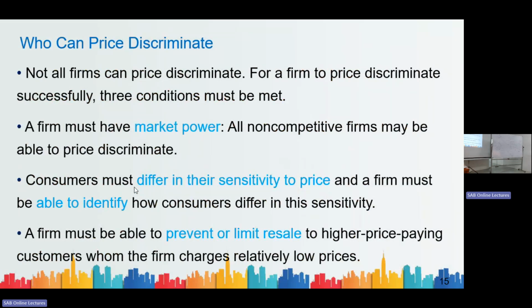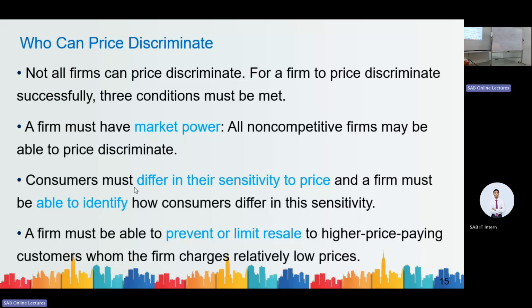There should be market power. That means the firm should have the ability to set the price, the ability to control the price, and customers should have different sensitivities to the price, and also the firm should be able to know that. The firm should be able to identify those customers, and finally, the firm should make sure that resale is not happening, from lower price locations to higher price locations.